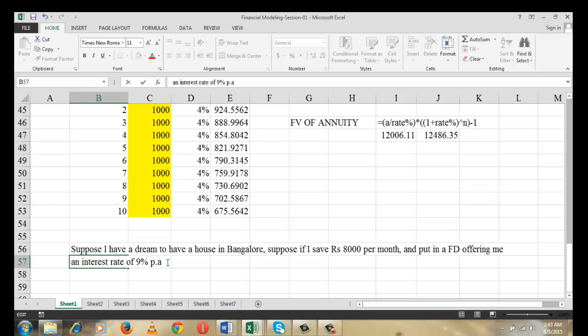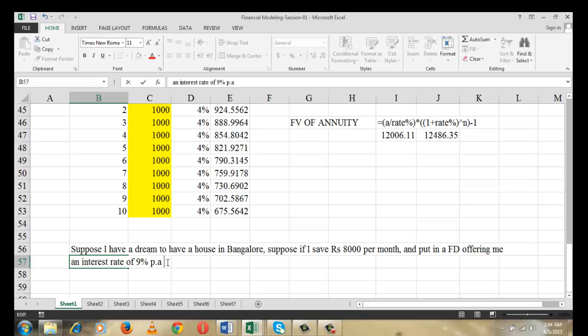So this offers me 9% interest per annum. If I put the money in FD, I'm expecting to know after how many years I can get the house. My dream is to have a house maybe 7 years or 5 years down the line. Suppose I dream of getting a house in Bangalore.